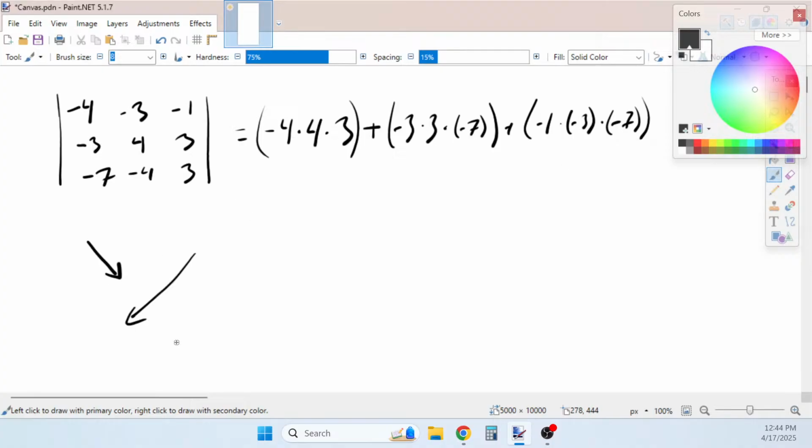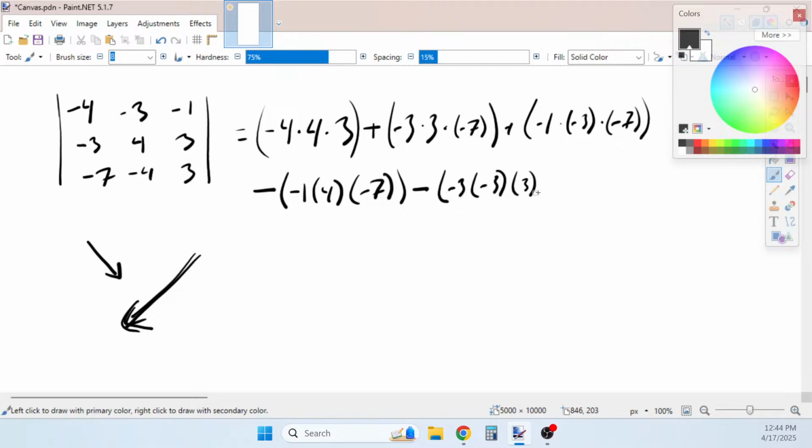Then we want to do all of the products that go down and left. These ones are called the negative products. They go down and left. And so calculate those. We subtract each of them. Minus, we get -1 times 4 times 7. Go down to the left. We get minus -3 times 3 minus 3, 4.